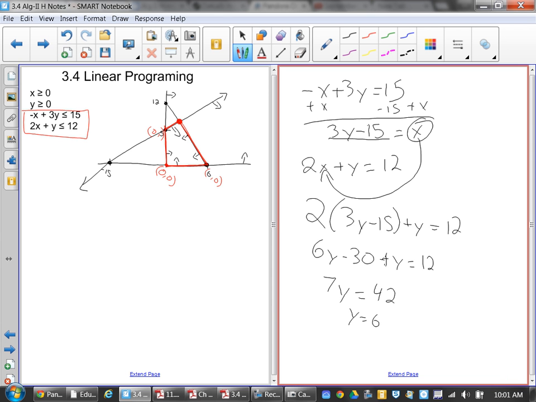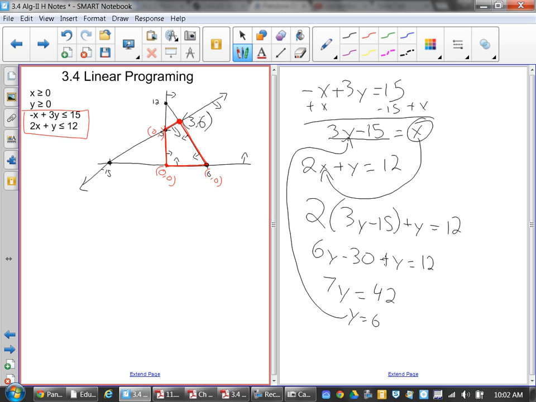Well, what happens now is that we know what the y-coordinate is at this ordered pair. The y-coordinate is going to be 6. And the x-coordinate will be, well, all I do is substitute back in. What's 3 times 6? 18 minus 15? 3. So by using this system of equations here, we're able to solve for x and y at (3, 6). That gives us that missing ordered pair. Okay? We're figuring out where these guys intersect.